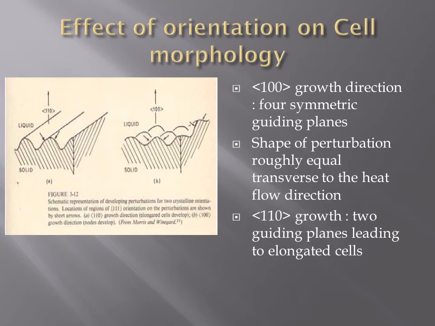In the diagram, we can see the same thing. When the growth direction is 100, you can see the nodes growing in all the directions. In the case of the 110 oriented crystal, on the other hand, a perturbation will have two but not four such slow growing planes, guiding the interface morphology to a furrowed structure and leading to elongated cells. In the diagram, as you can see, the 110 direction is being shown, that is one of the directions in which the growth will take place. The other direction in which the growth takes place is into the paper, as you can see.